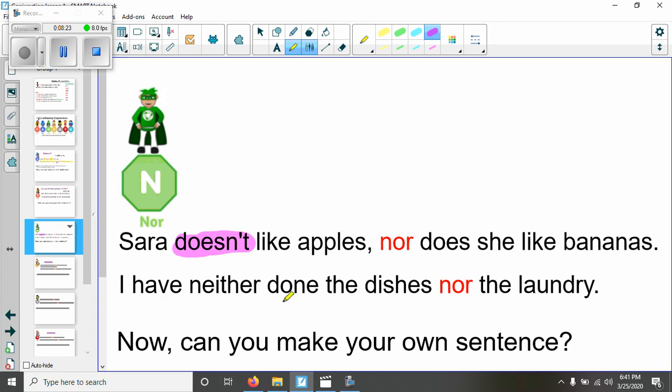I have neither done the dishes nor the laundry. Miss Huda, there is no negative in here. I'm sorry, but you need to pay attention very well. Neither here has the same negative form. So neither gives the negative meaning. We can say it neither as in US, and we can say it neither as in UK. So let's stick to the British word, neither. I have neither done the dishes nor the laundry.